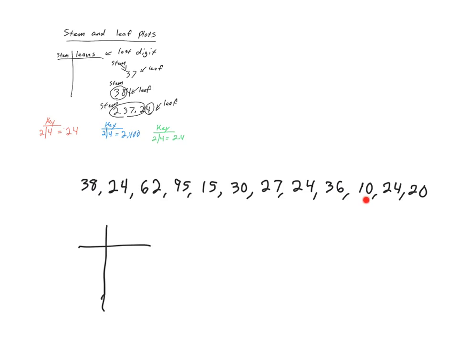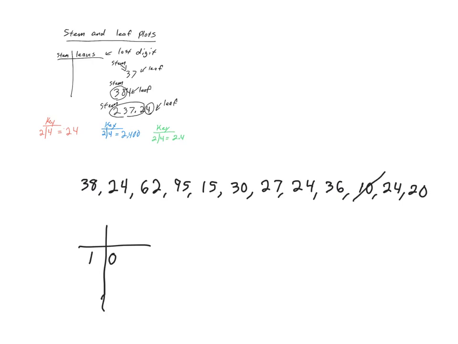So the leaf in this case is going to be a 0, and our stem is going to be a 1. The reason it's important to make sure we have that first is so that we have the smallest stem possible listed first. In this case, the smallest stem is a 1. With that, the smallest leaf is a 0. And I'm going to go ahead and cross out that 10.